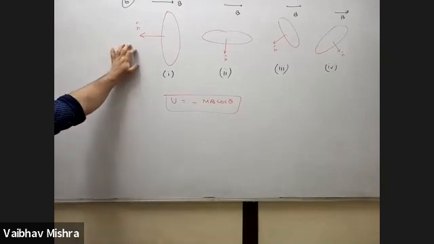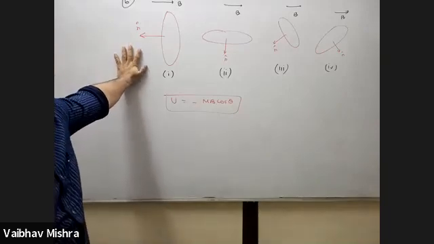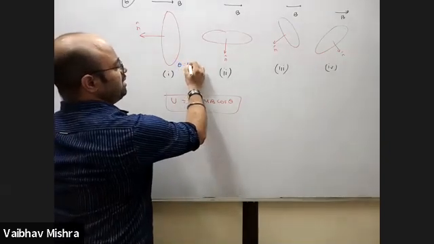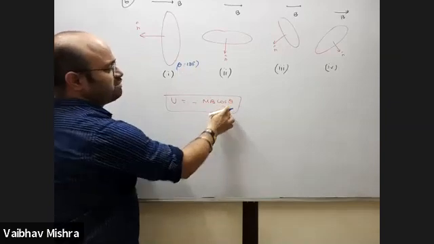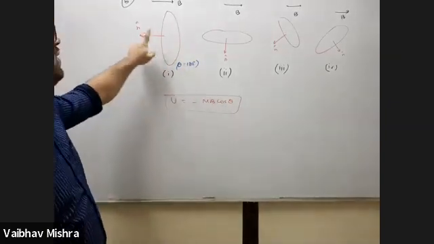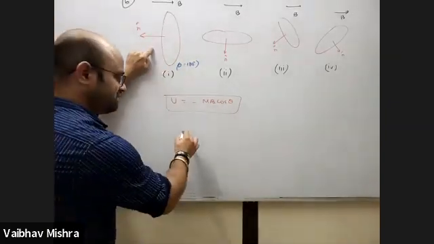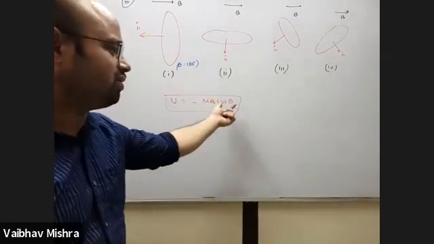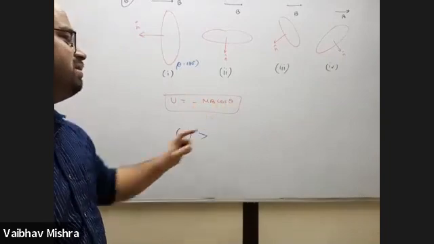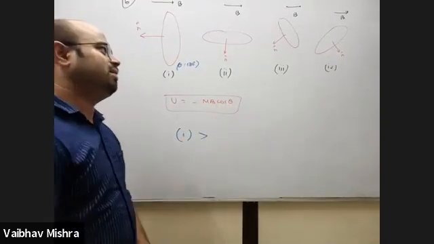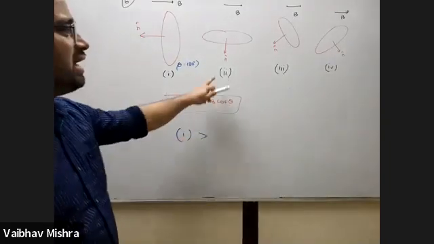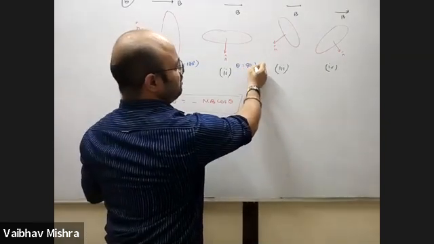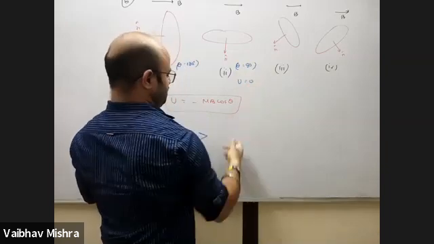पहले में theta कितना है? Theta is 180. So it will be minus 1 because cos 180 is minus 1. So in fact, this is maximum. First is maximum. Cos theta की minimum value minus 1 हो सकती है. Minus 1 is plus. So 1 is the highest. अब आते हैं हम second one, theta is 90. Theta 90, so potential energy will be 0.